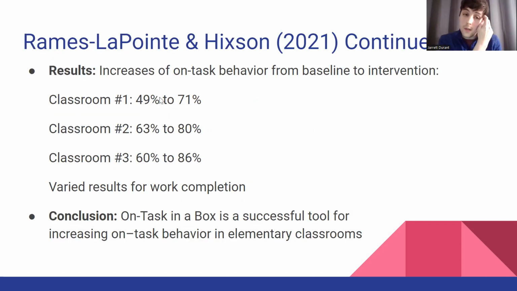So their results, they all increased in their on-task behavior from baseline to intervention, 49 to 71, 63 to 80, 60 to 86. Their work completion had varied results. Classroom 1, I think, went up. Classroom 2 is variable, and 3 actually went down. So the conclusion basically for this one, that On-Task in a Box was a successful tool for increasing on-task behavior in elementary classrooms.